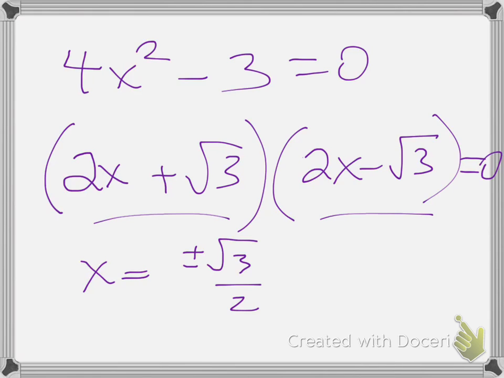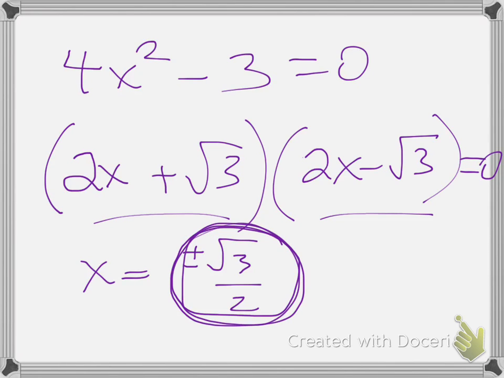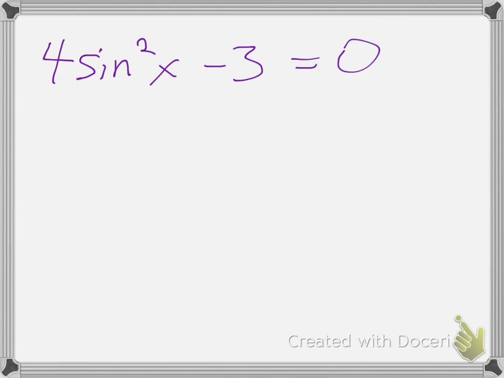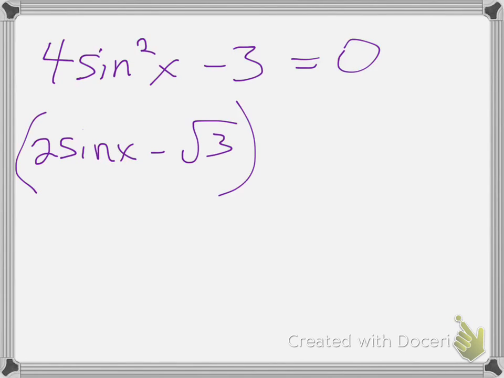Are y'all paying attention here? Yeah. Square root of 3 over 2 looks a whole lot like what? One of our trig ratios from one of our special right triangles, correct? So being able to take an expression like, you should be writing this down, 4 times the sine squared of x minus 3 equals 0. Being able to factor that as 2 sine x minus the square root of 3 times 2 sine x plus the square root of 3 equals 0.